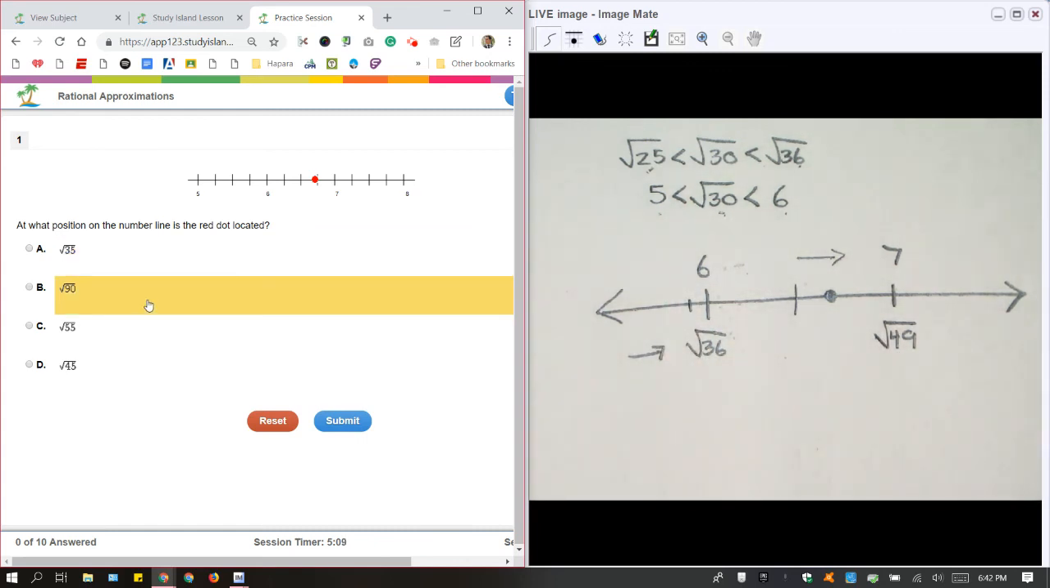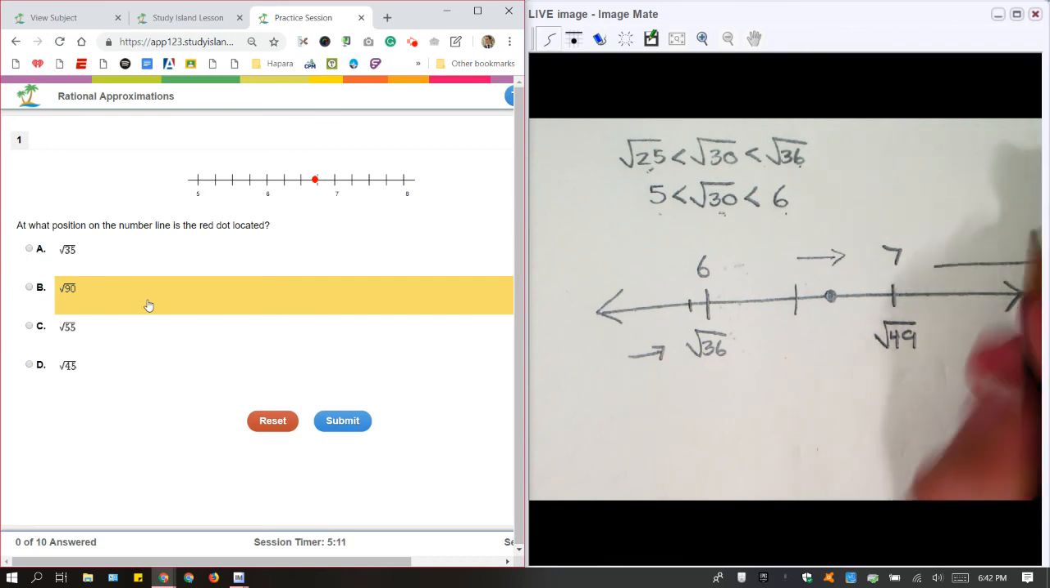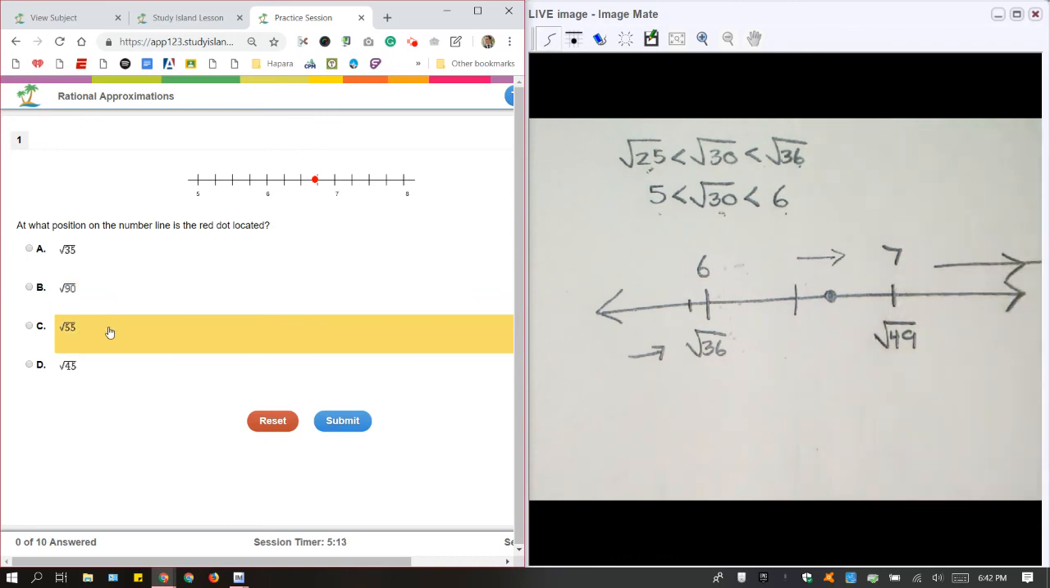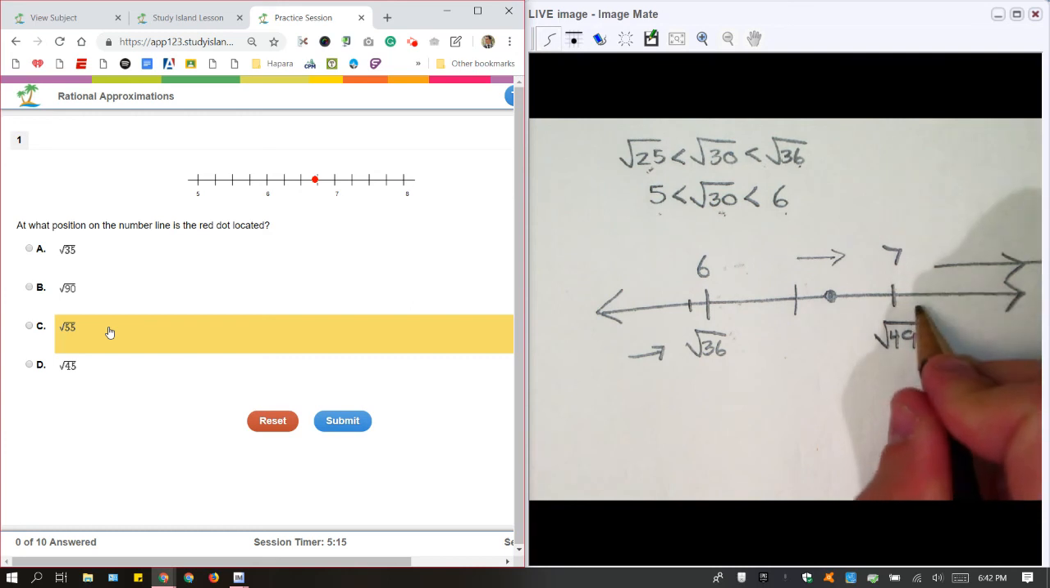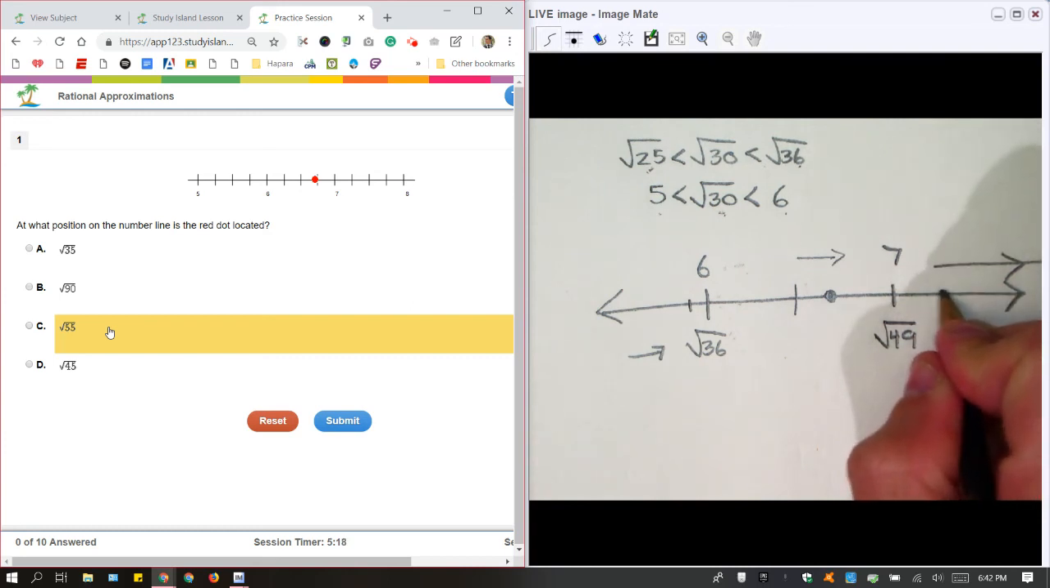The square root of 90? No, that's going to be way off in that direction somewhere. I don't know, somewhere way over there. The square root of 55, again, that's more than the square root of 49. It's going to be somewhere over here.